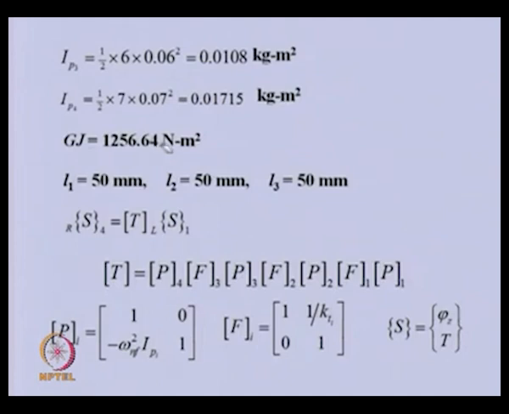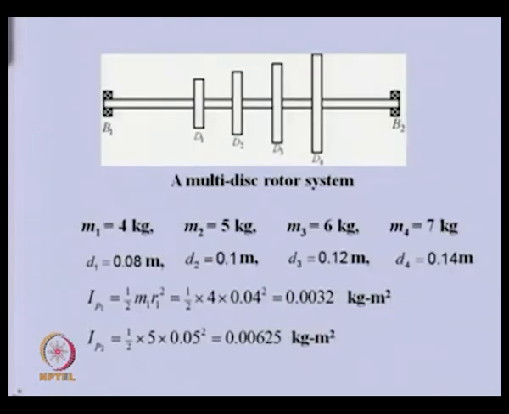Other geometrical parameters can be obtained, like J equals pi by 32 d^4; the diameter we know. Various shaft segment lengths are given here. Basically, because this is freely supported and we are neglecting the mass, the inertia, of the shaft, the shaft segment at this end will move along with this disc during torsional oscillation, and this one will move along with this, as a rigid body.